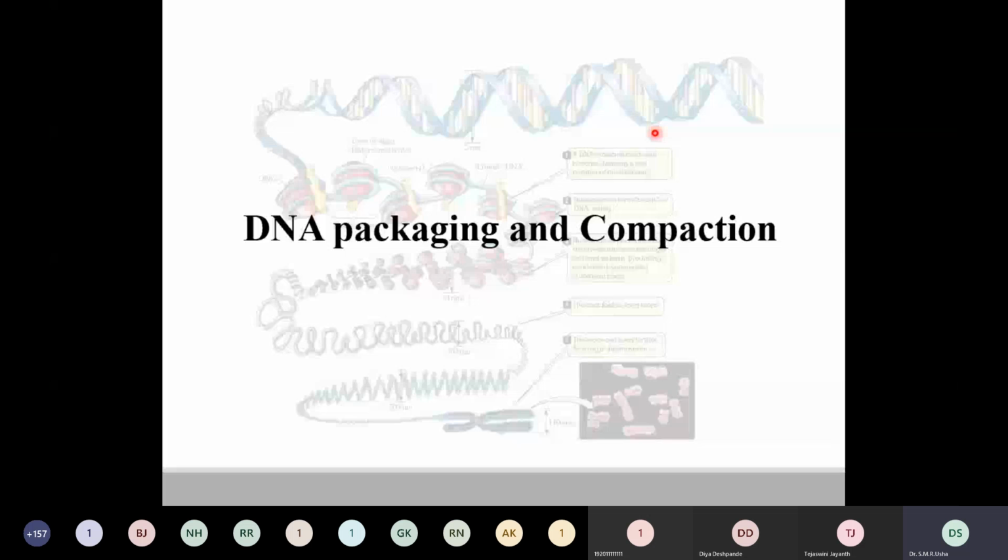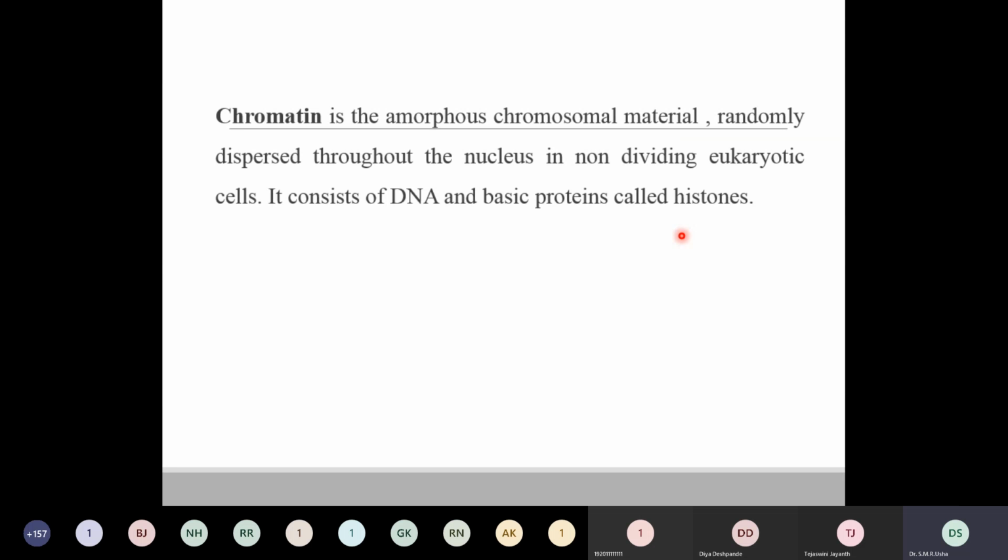When the DNA is present inside the nucleus, we don't call it DNA, we call it nuclear material. Nuclear material, in other words, is chromatin or chromosomes. We use the terms interchangeably. So what is chromatin? Chromatin is nuclear material. It's composed of DNA and basic proteins like histone in almost equal amounts.